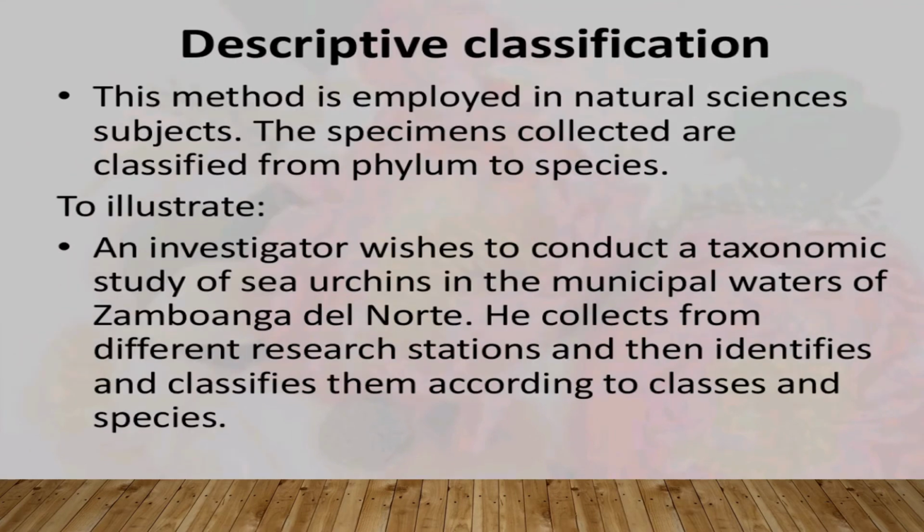Then, descriptive classification. This method is employed in natural sciences subjects. The specimens collected are classified from phylum to species. To illustrate, an investigator wishes to conduct a taxonomic study of sea urchins in the municipal waters of Zamboanga del Norte. He collects from different research stations and then identifies and classifies them according to classes and species.